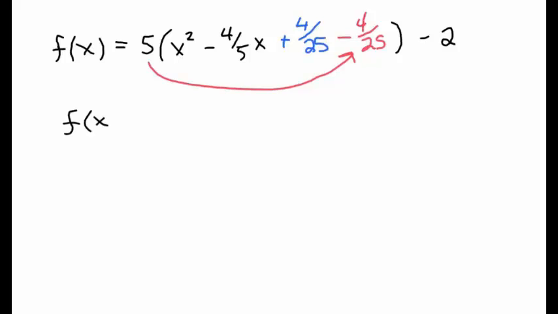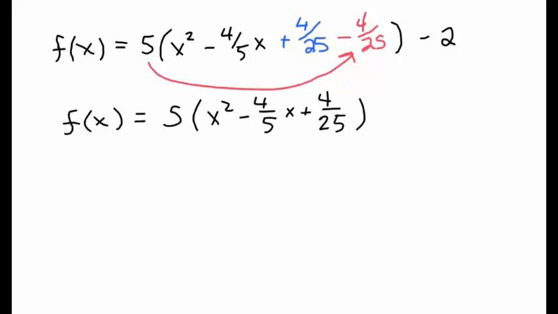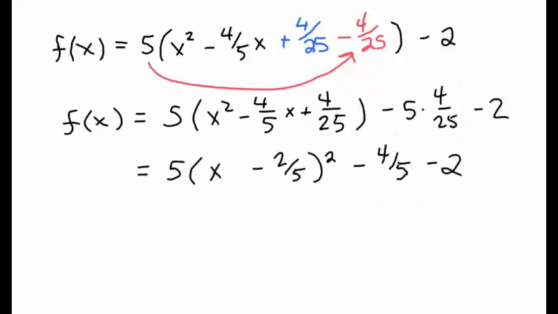So we're going to get something that looks like this. We're going to have 5 bracket x squared minus our 4 over 5 x plus the 4 over 25 that we need in order to complete the square. And if we distribute the 5 through, we're going to get negative 5 times 4 over 25 minus 2. So that's how we remove the negative 4 over 25 out of the brackets. So I've gone ahead and multiplied these two together to get negative 4 over 5, and I've factored our original bracket to get x minus 2 over 5 all squared. Our last step is just to collect all of our terms over here on the right-hand side.